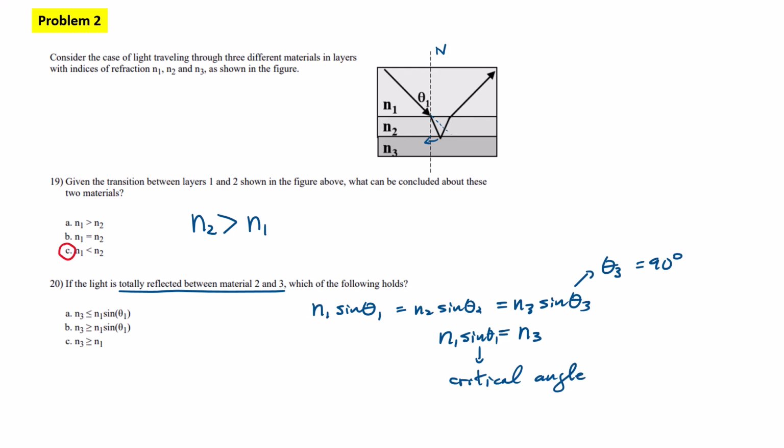Now, the angle could be bigger than theta 1, right? This just allows me to find what that critical angle is. But you can certainly have a case where the angle is bigger than theta 1. So really, as long as I can write this, that N1 multiplied by sine of theta 1 is bigger than or equal to N3, I will have total internal reflection. And that looks like it corresponds to choice A as being the best case.